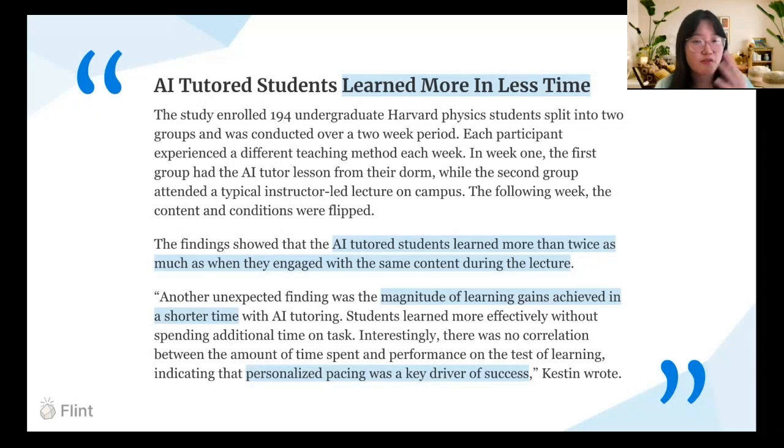And this was with Harvard physics students, where they tested, almost like A/B testing, 2 different groups. They first had students using an AI tutor, and then they had students who were just doing the lecture. They saw that the students were much more engaged. The magnitude of learning gains was achieved in a much shorter time. And interestingly, they said that personalized pacing was a key driver of success.